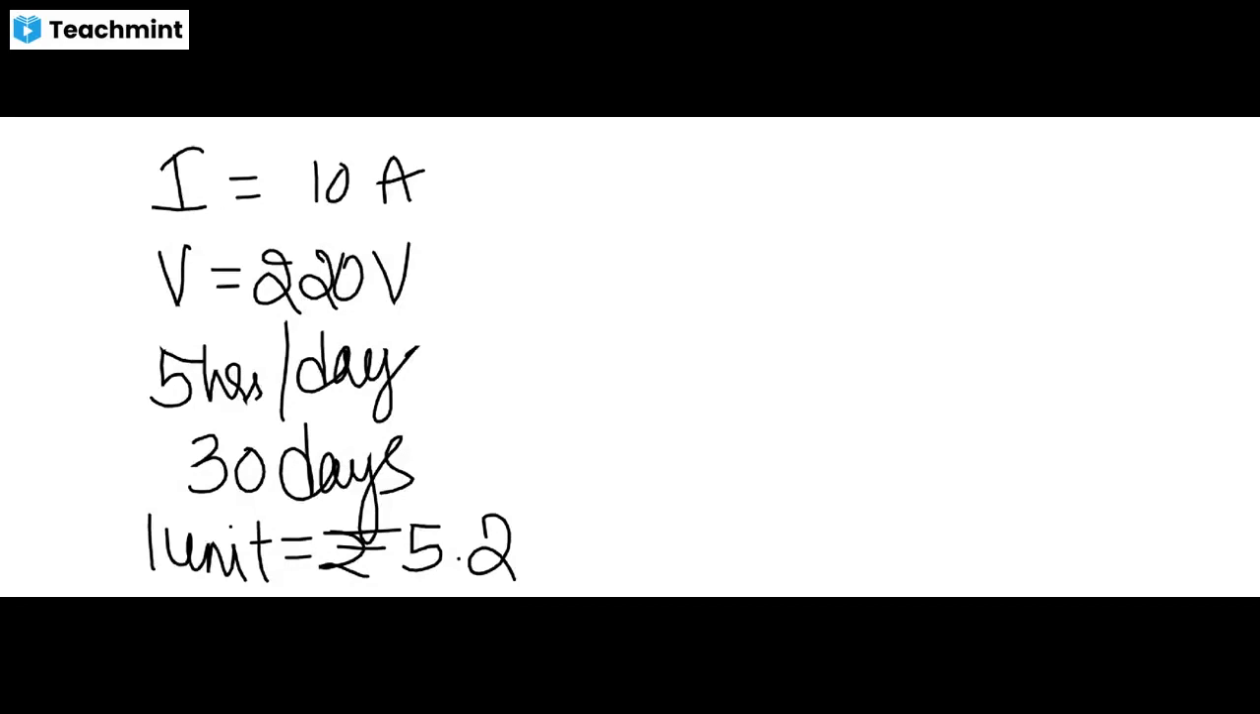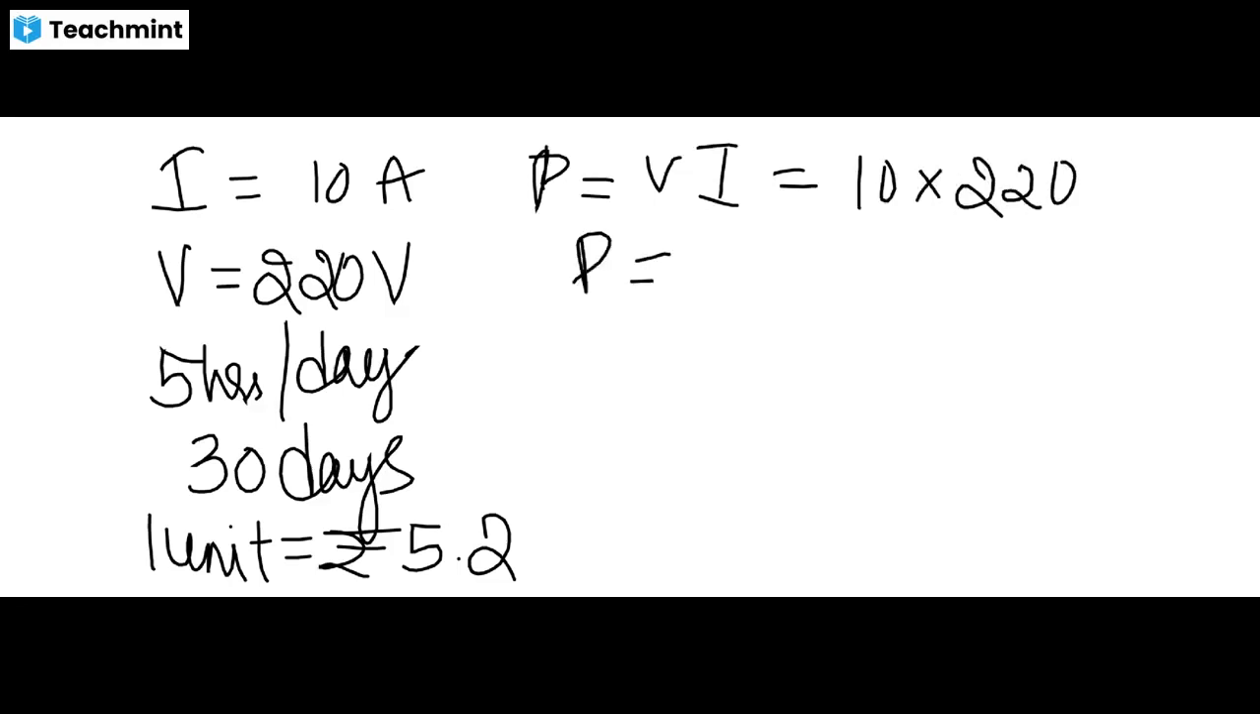Okay, do it. First calculate power. I is given, V is given. What is the formula you are using to calculate power? Right, P is equal to V into I. So you'll get 10 into 220, which is equal to 2.2 kilowatt. We are converting that in terms of kilowatts, right?